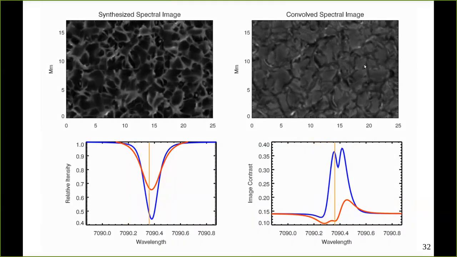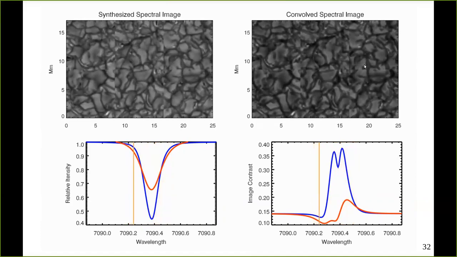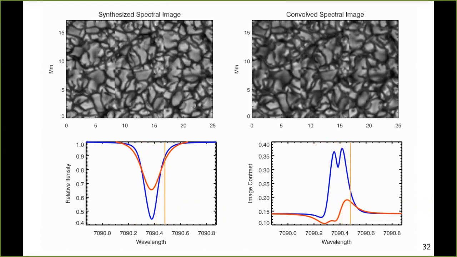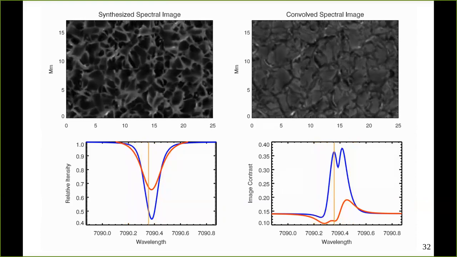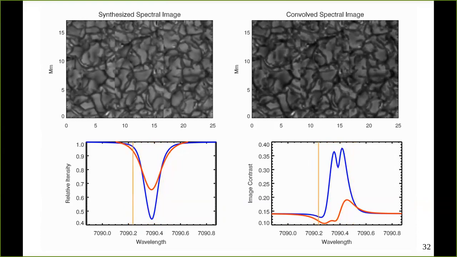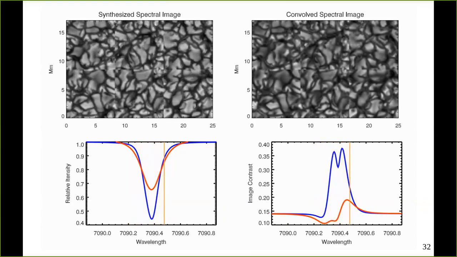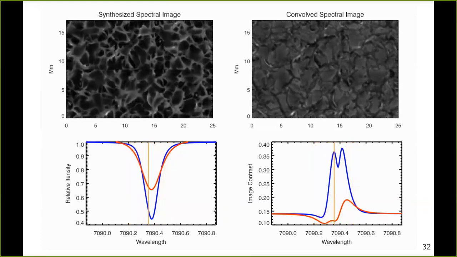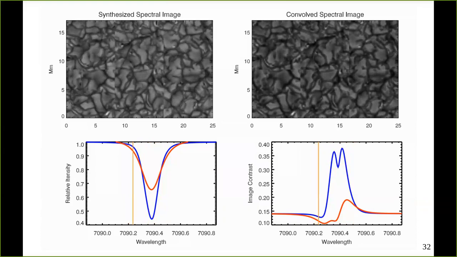And then here, the blue line is the average spectrum that you see. Red is how that average spectrum would be polluted or degraded by your spectral PSF, your instrument, which is in this case a filtergraph. On the top right, you see the image of the sun at successive wavelengths, but now convolved. You can already see from the look of the image that the contrast is a bit different, and the reason for that is that now your spectral information is sort of mixing.